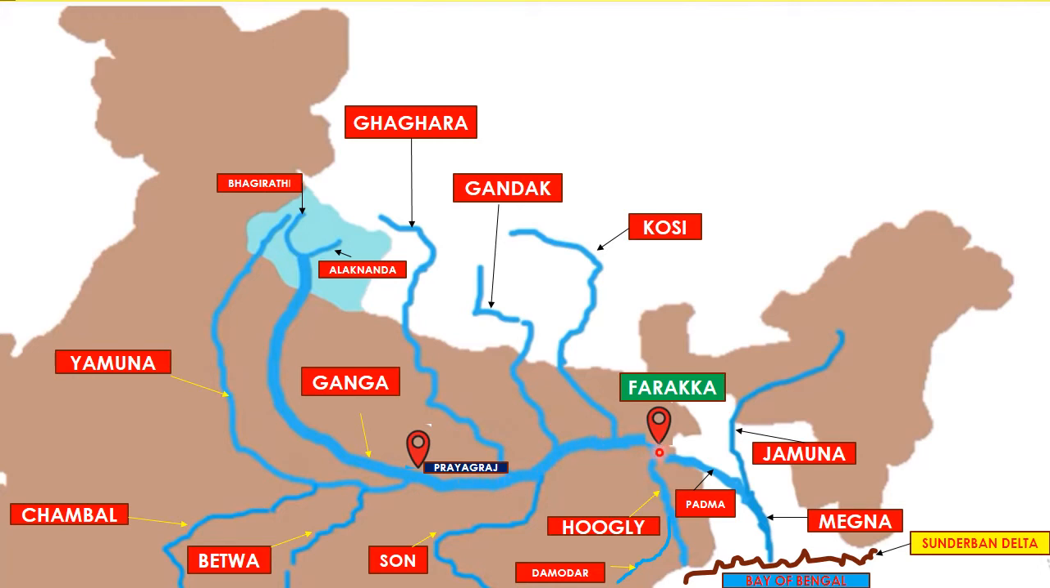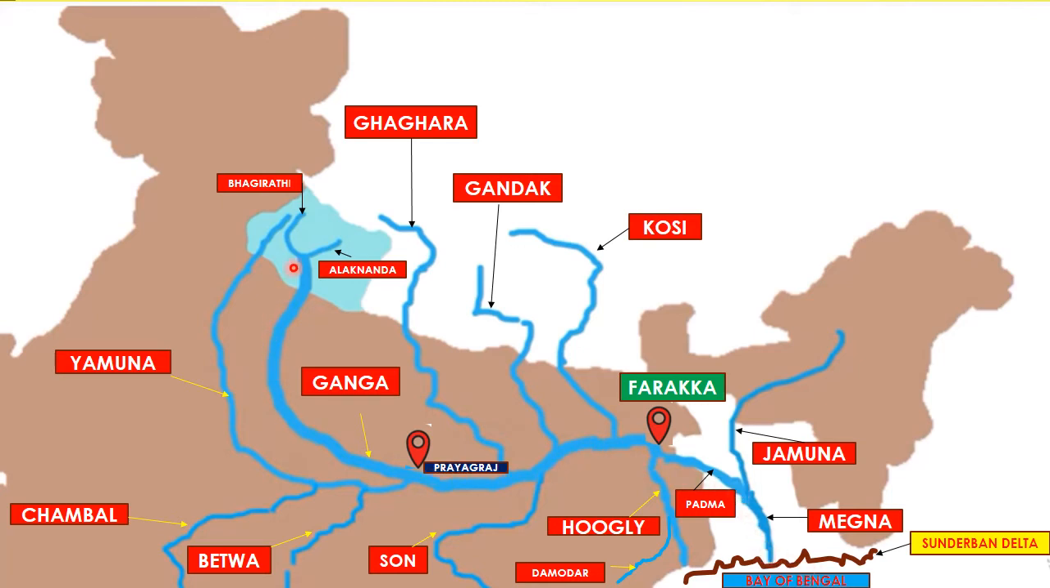Now let us have a look at the right bank and left bank tributaries of river Ganga. So on the right bank you see the biggest one is Yamuna, and it is joining and going parallel to river Ganga, and it meets at Prayagraj, which is Allahabad, the meeting point, Sangam. And Yamuna has two main tributaries also. This is Chambal and Betwa.